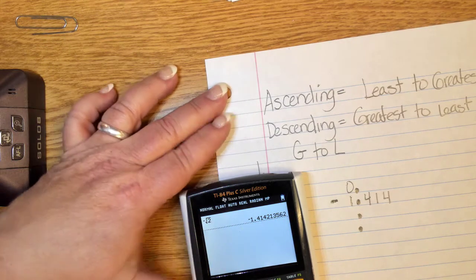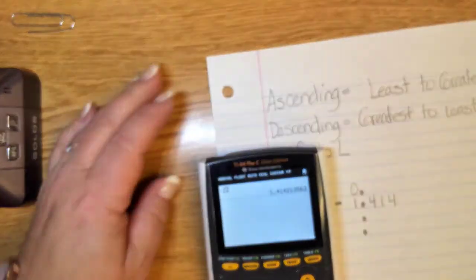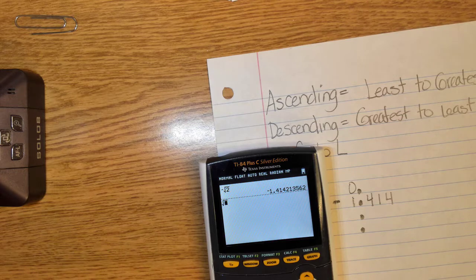The next one we've got is the square root of 5. So what are we going to do? Hit second, x squared, which is the square root sign. Then what are we going to do? 5. Hit enter. And what do we got?